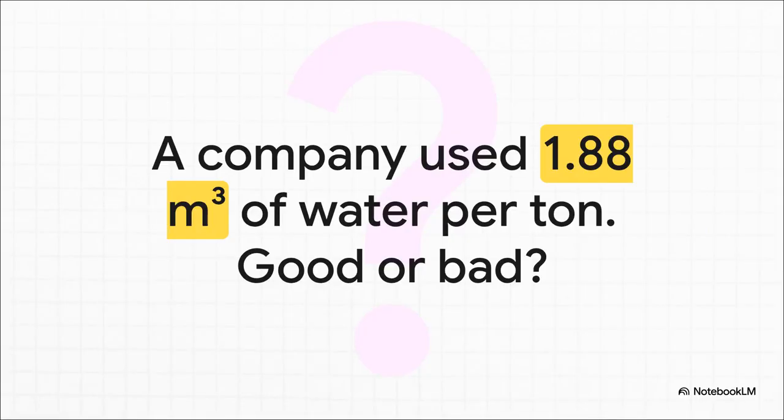So let's just start with a question. A company reports it used 1.88 cubic meters of water for every ton it produced. Maybe they even say that's an improvement from last year. And on the surface, you might think, okay, that sounds pretty good. But what does it really tell us? Is that efficient compared to their competitors? And here's the kicker. Was this water used in a region with tons of rain or one that's facing a drought? Without that context, the number is just, well, it's a mystery.